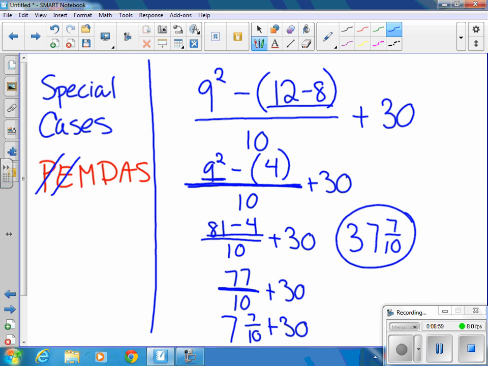Key thing with this, again, when you have the division bar right here, you need to make sure that you're doing everything on the top, get all the top done, and then do everything on the bottom. If there are operations to do on the bottom, you do all that before you can finally do the division at the last step, and then add the 30 to it from there.